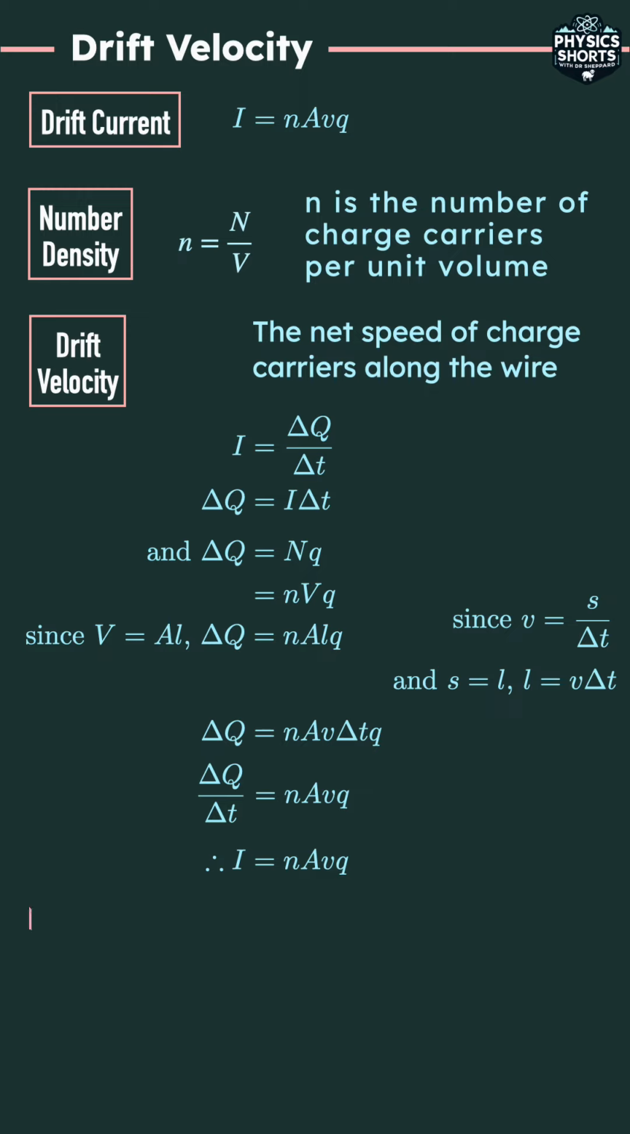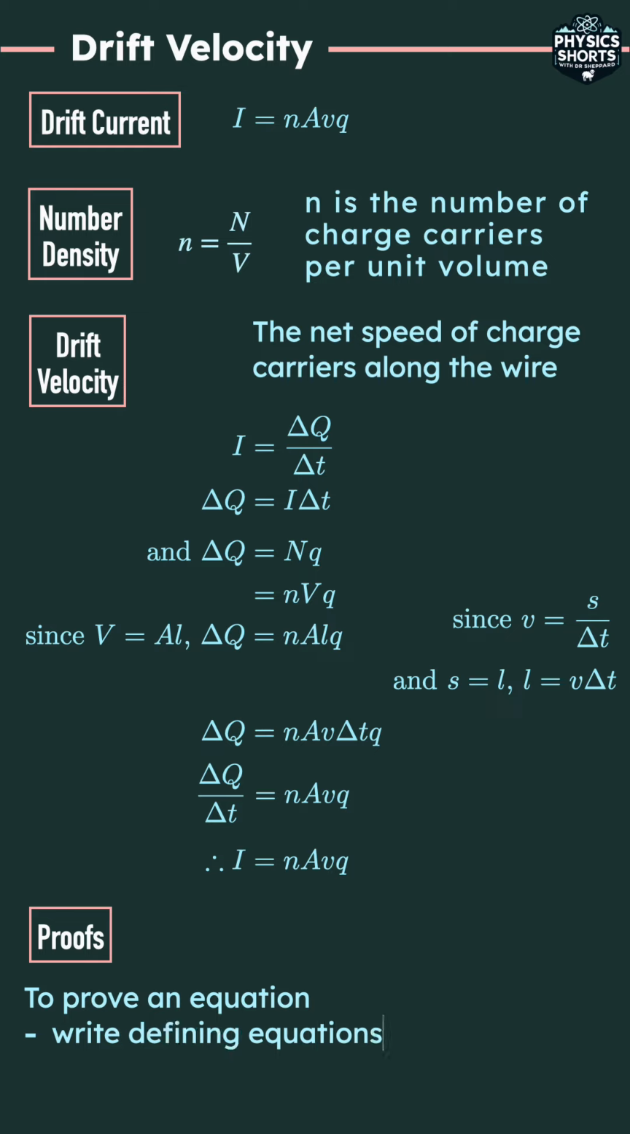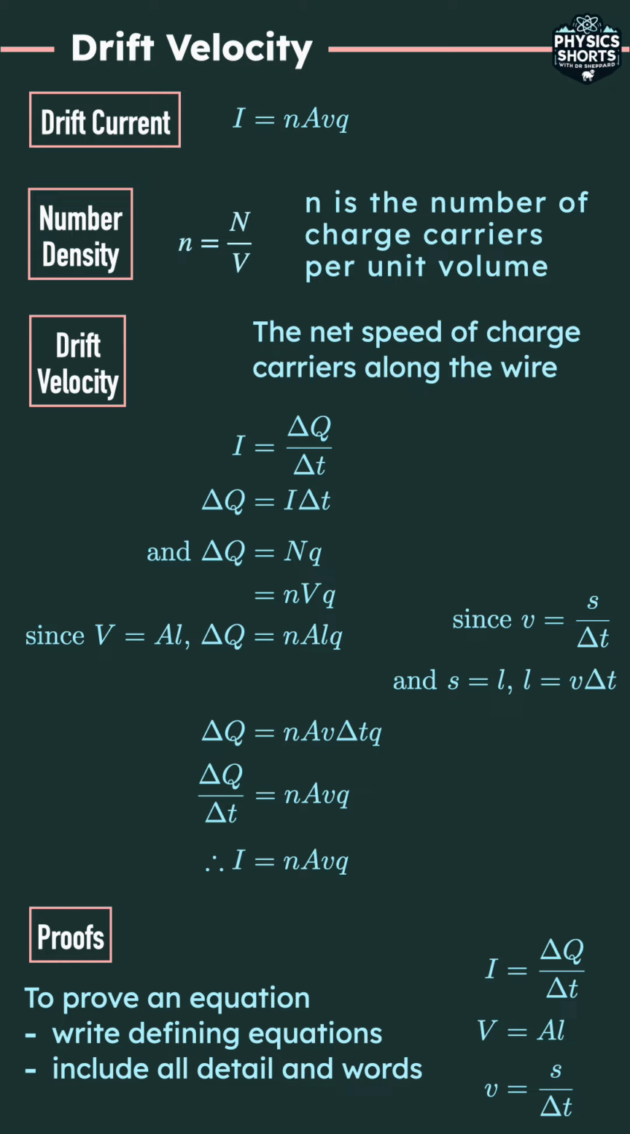Now, if you're going to prove something like this, you're going to have to start with the defining equations and write them out. I used I equals delta Q over delta T, V equals AL, and small v equals s over delta T. You should also include all the extra detail and words, since you're not just showing the steps, you're trying to convince someone.